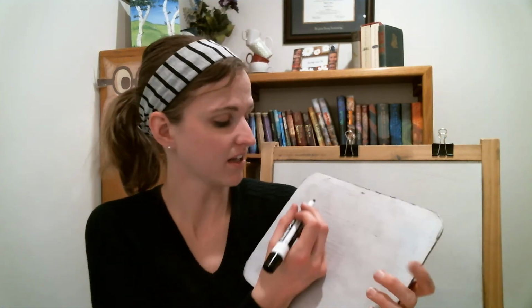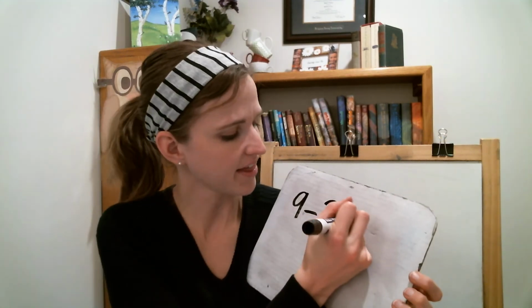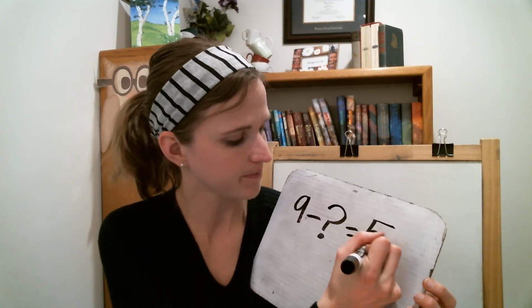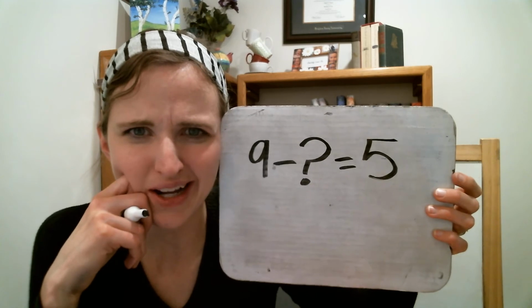How do you solve a problem like that? It's kind of a tricky problem because it didn't tell us the number in the middle of the story. It told us the number at the beginning and at the end. It started with 9, and then he lost some teeth, and we don't know how many he lost. And then he ended up with 5. How do you solve a problem with a question mark in the middle?